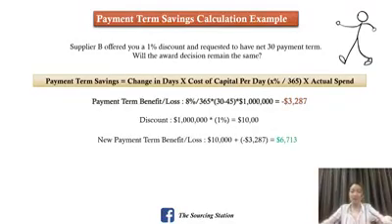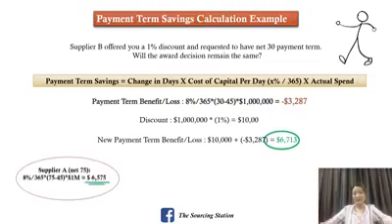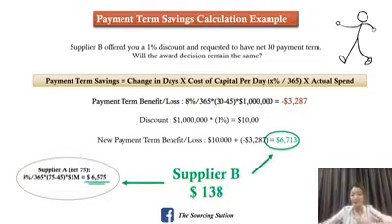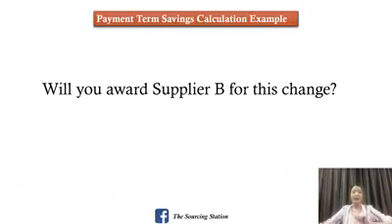Combining these two, supplier B can actually give us this much of savings. Now, don't forget supplier A just now, right? Their savings is this much, and if we compare, supplier B actually wins by $138. Isn't it awesome? But I'll throw this question to you. Will you award supplier B for this change? For an extra $138 savings to pay them faster?